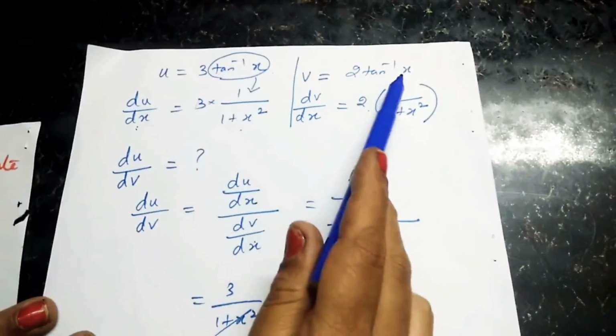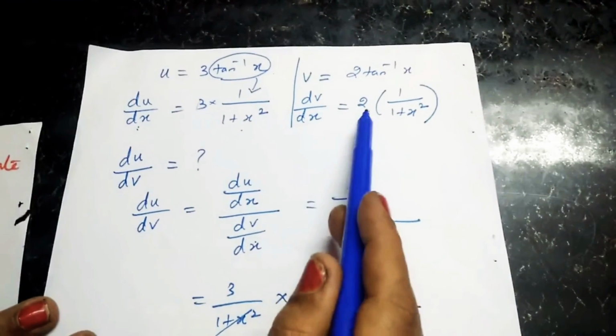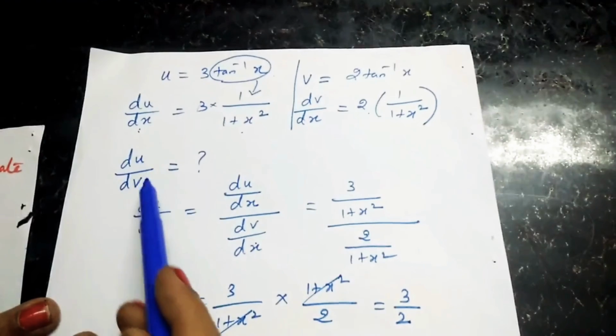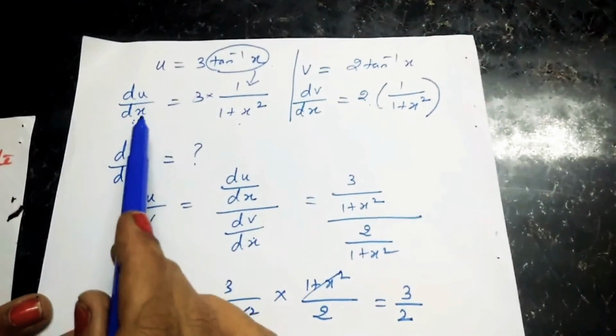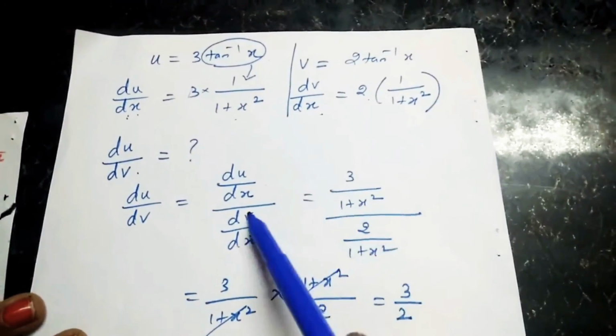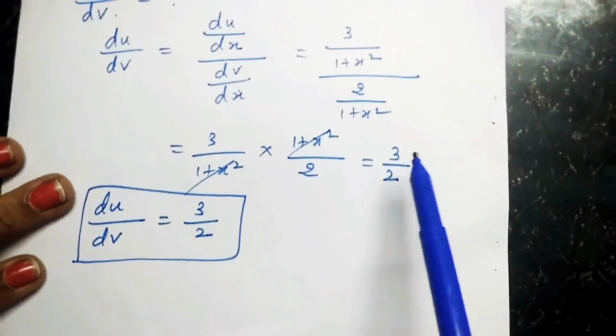And v is equal to 2 tan inverse of x. dv by dx is equal to 2 into 1 by 1 plus x square. We need to find du by dv. So du by dx answer divided by dv by dx answer. Then substitute the values, then reciprocal it. 3 by 2 is the answer.